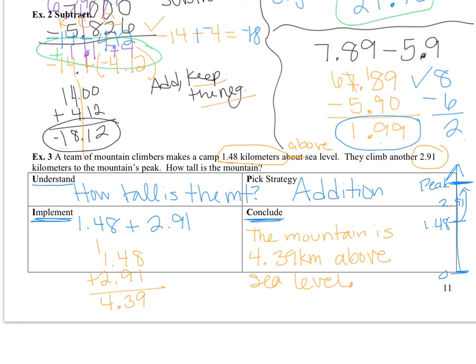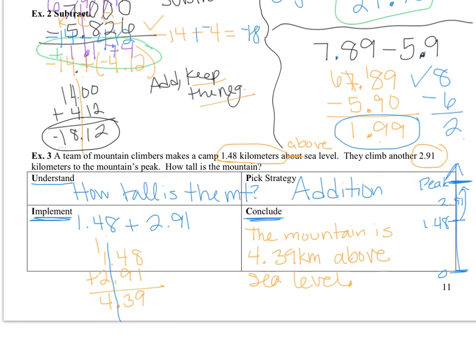Here's what my workspace ended up looking like. I added my decimals by lining them up, ending with 4 and 39 hundredths. My conclusion says the mountain is 4 and 39 hundredths kilometers above sea level. All right, good work.